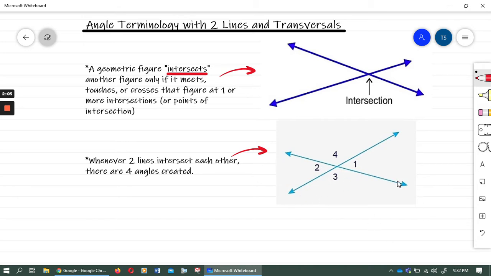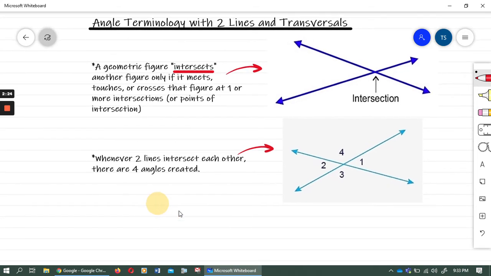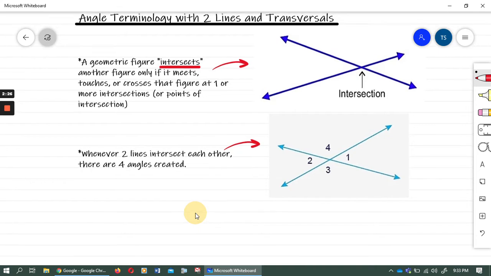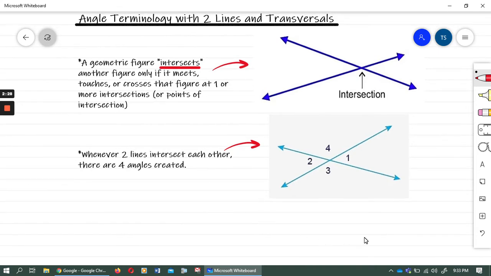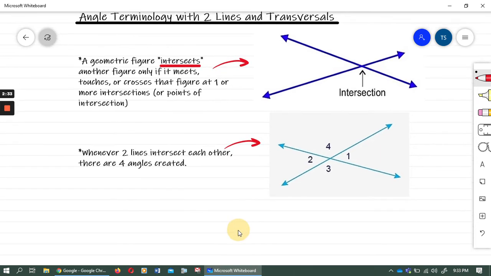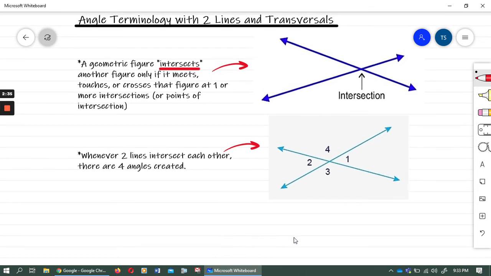We've talked about how to name angles. These angles just so happen to be named 1, 2, 3, and 4. Angles don't have to have these names; they could be named in other ways, as we talked about in our previous lesson. But whenever you have two lines that intersect each other, there will always be four angles created.